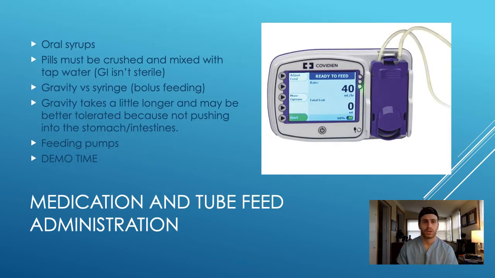So next we're going to talk about medication and tube feed administration. There's different ways to administer tube feeds that we're going to get into. You can have oral syrups for medications. You can have pills that are going to be crushed up and mixed with tap water to instill. You're going to have different ways to feed, with gravity versus with a syringe, which may be called bolus feeding.